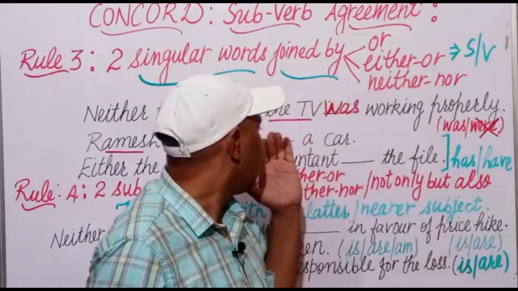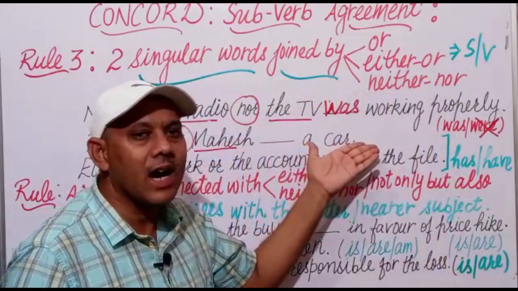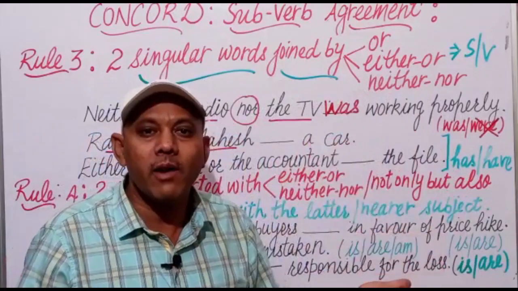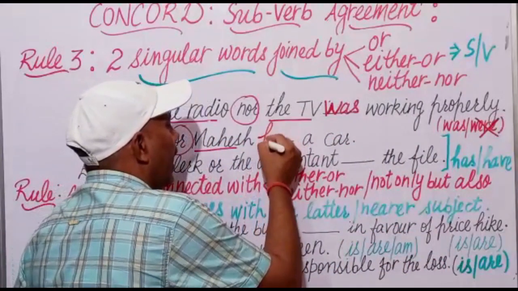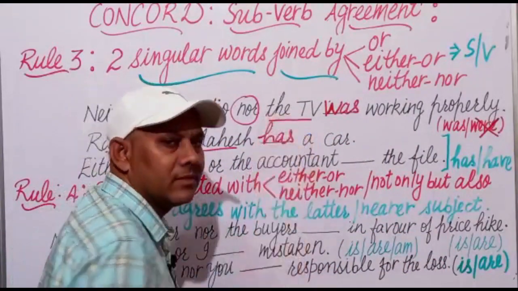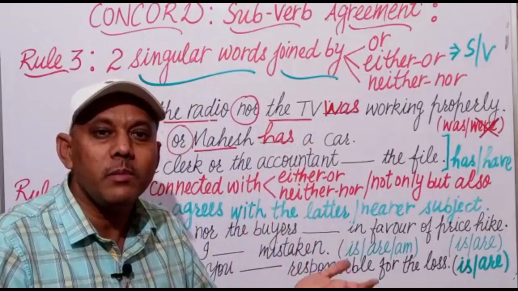For example, Ramesh or Mahesh dash a car. Has a car or have a car? Has a car. A singular verb has will be used.